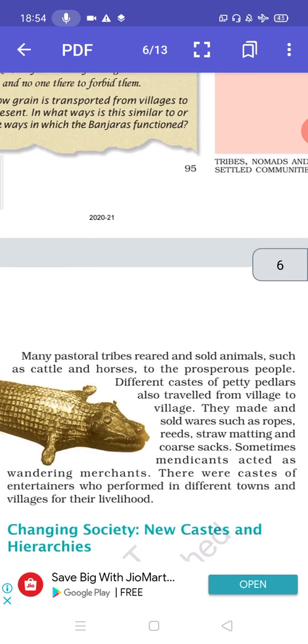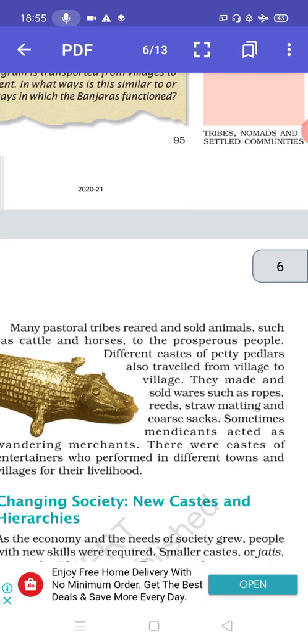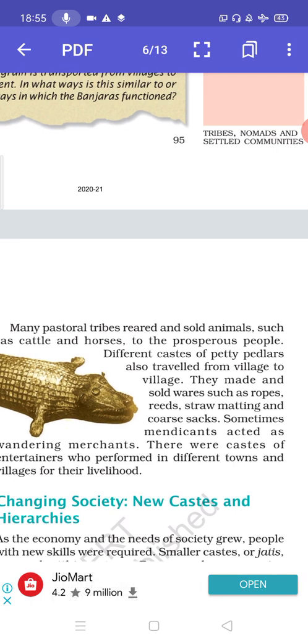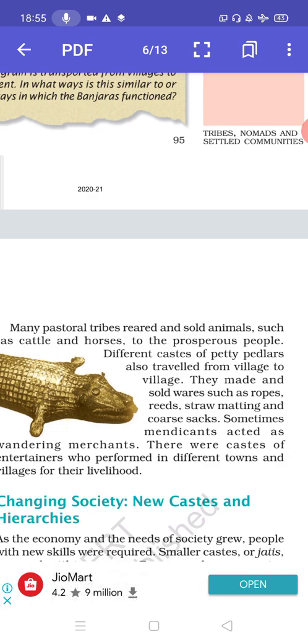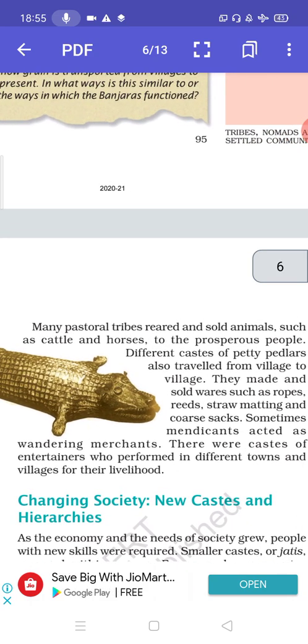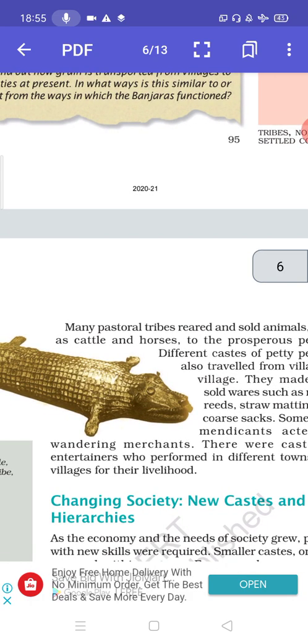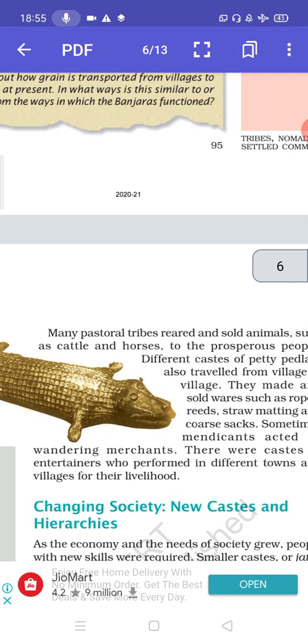Many pastoral tribes reared and sold animals such as cattle and horses to prosperous people. Different castes of petty peddlers also traveled from village to village. They made and sold wares such as ropes, reeds, straw, matting, and coarse sacks. Sometimes mendicants acted as wandering merchants. There were castes of entertainers who performed in different towns and villages for their livelihood.